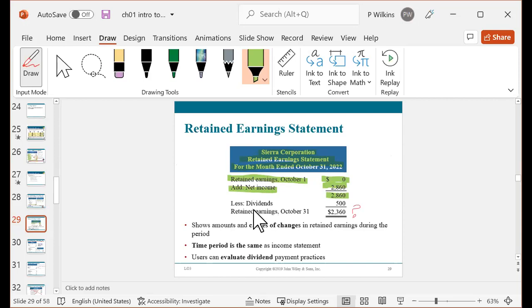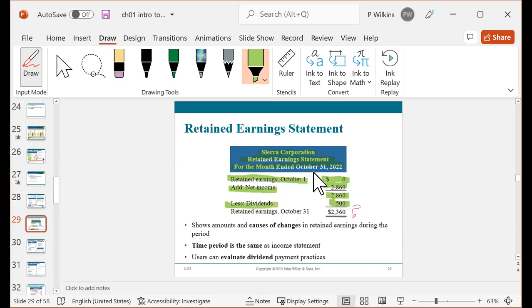Okay. The next thing you're going to do is it's going to be less dividends, and your problem is going to give you the dividends. So you look in your problem for dividends. Not all problems have dividends, but most of them do. So the next step is you're going to write the words less dividends, and then you're going to put whatever the dividends are, and in this case, it's $500. So now we're going to subtract $500 from 2860, and this is going to give us the ending retained earnings, or the retained earnings on the last day of the period.